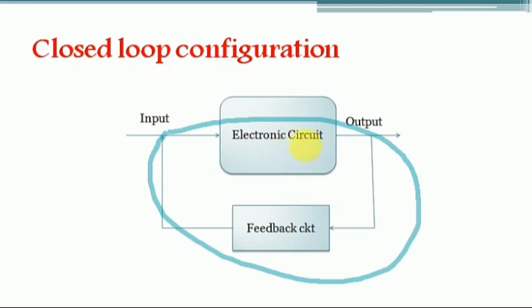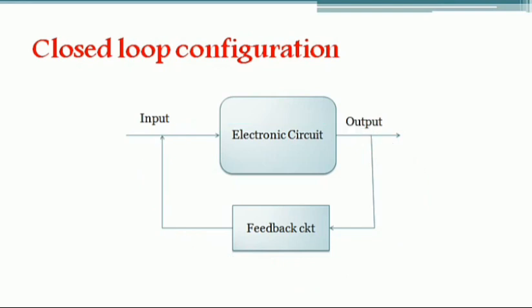Here we call this the gain circuit and here we call it the feedback circuit. This feedback circuit indicates how much gain the circuit should present and also how much amplification the circuit should have. Depending on the feedback circuit, this closed loop is again classified into two types. One is positive feedback and the second one is negative feedback.